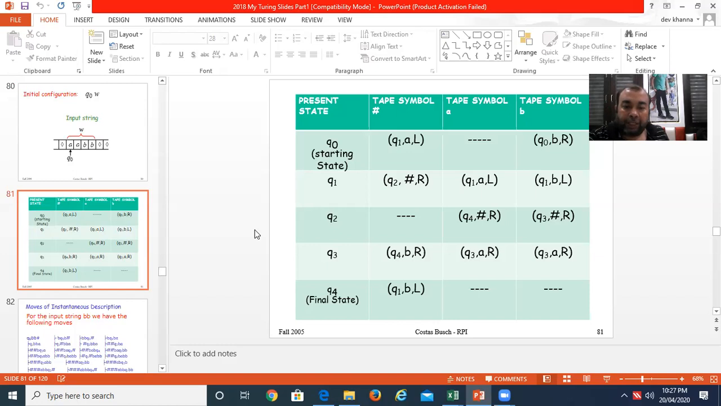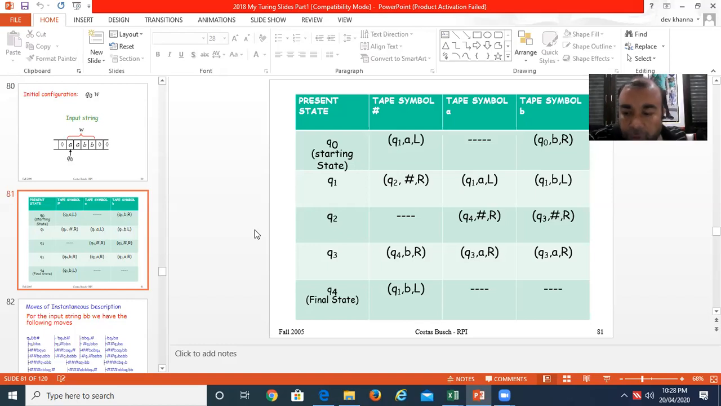Now let us take another example. Q3, blank symbol. What will happen? You switch from Q3 to Q4, convert this blank symbol into B and take a right turn. If you meet a small a and you are in state Q3, you remain in Q3, A remains A and take a right turn. What about Q3 B? You remain in Q3, you convert B into A and take a right turn.